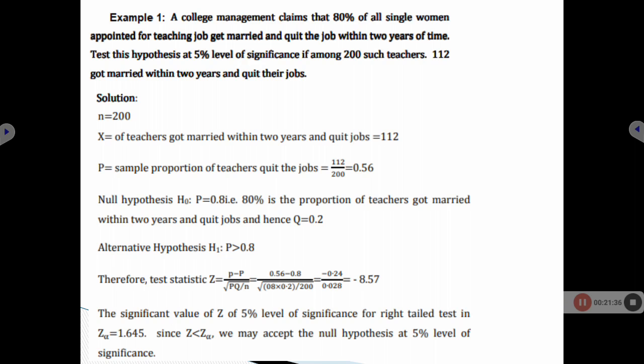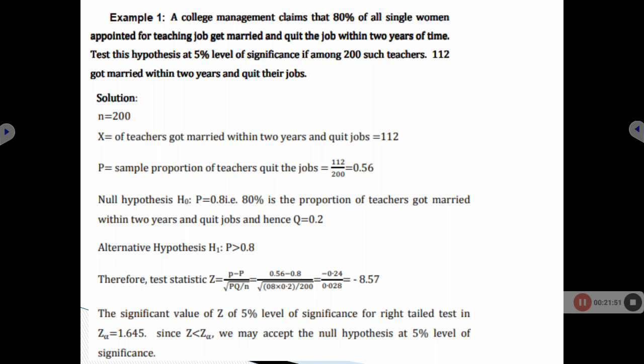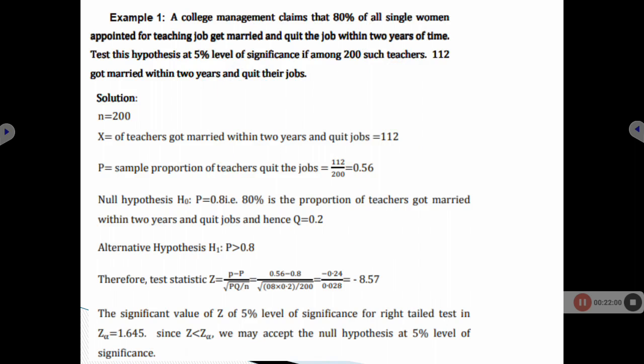So the test statistic here is Z equal to p minus P divided by root of PQ divided by N. The value of small p here is 0.56, the sample value. So it is 0.56 minus the capital P, which is 0.8, divided by root of P, which is 0.8, into Q, which is 0.2, divided by the value of N, which is 200. While subtracting 0.56 minus 0.8, we get minus 0.24. The calculated value of root of 0.8 into 0.2 divided by 200 is 0.028. So the final value we are getting here is minus 8.57.